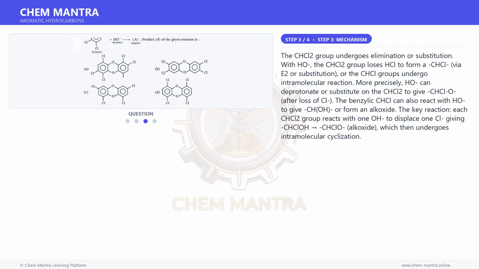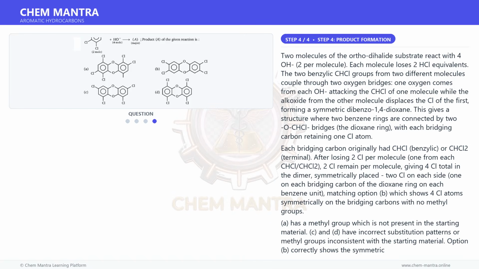The key reaction: each CHCl2 group reacts with one OH to displace one Cl, giving a CHClO alkoxide, which then undergoes intramolecular cyclization. And for the final step, 2 molecules of the ortho substrate react with 4 OH per molecule. Each molecule loses 2 HCl equivalents.